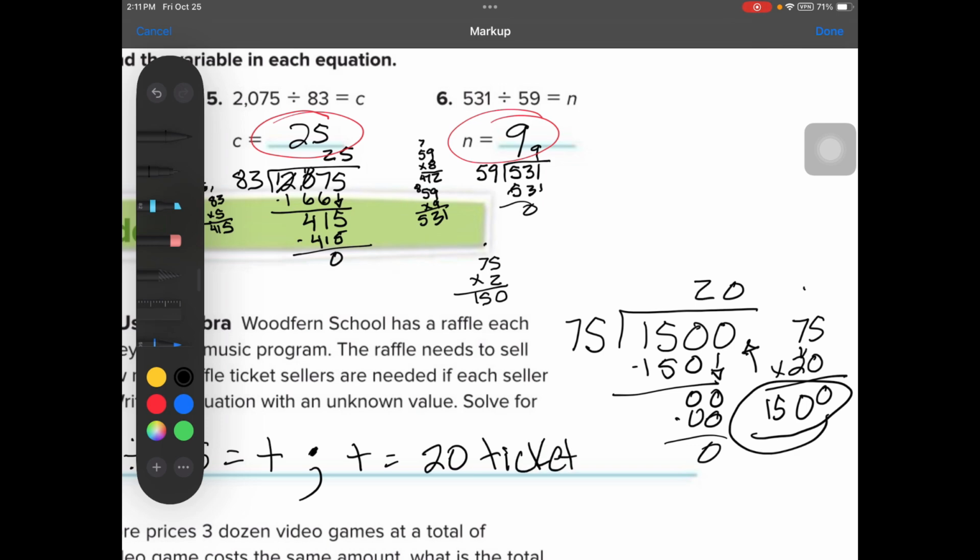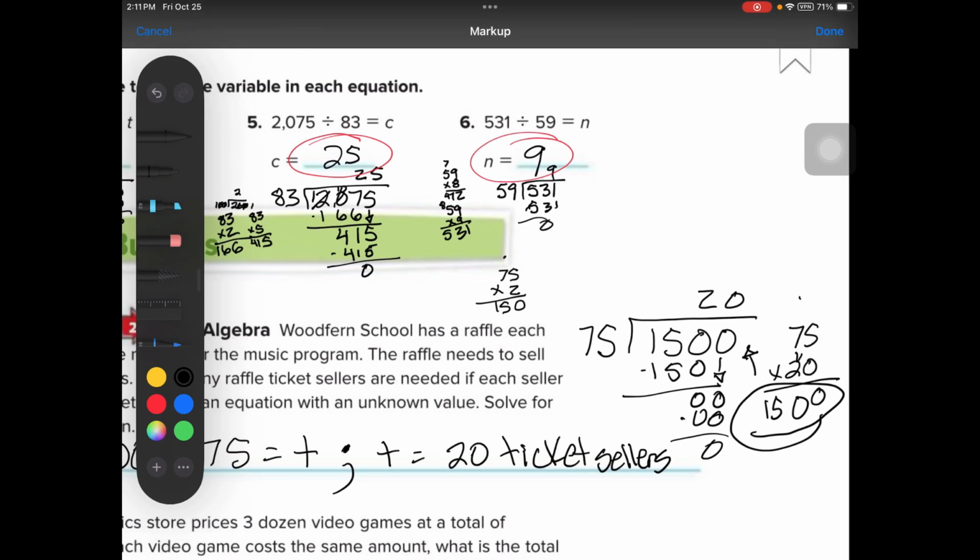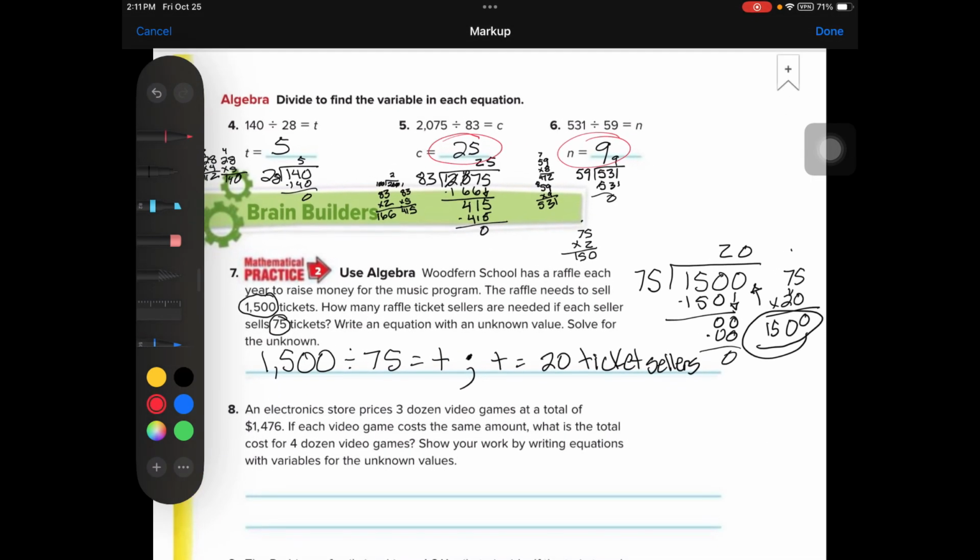Please write neat. There you go. And it would make my life so happy if you would circle your answer. You don't have to do it in a different color, but circle your answer.